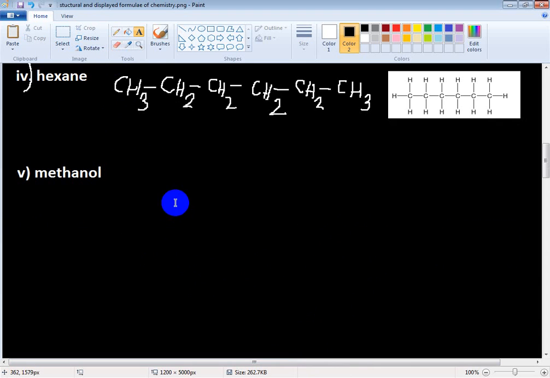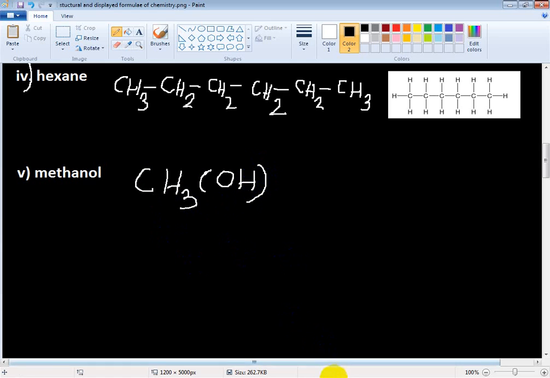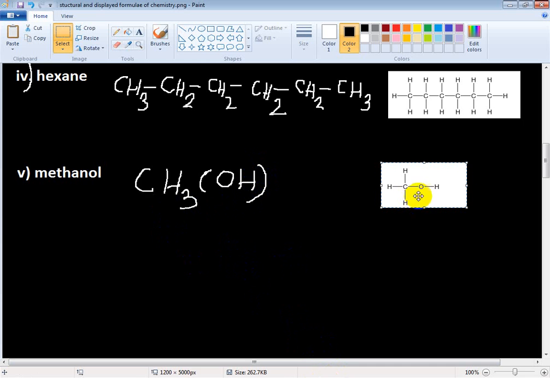Number 5, methanol. Methanol: this carbon is CH3, and it has a bond with the alcohol group. This is methanol, and now I'll draw it. This is the structural formula of methanol. This is the displayed formula of methanol.